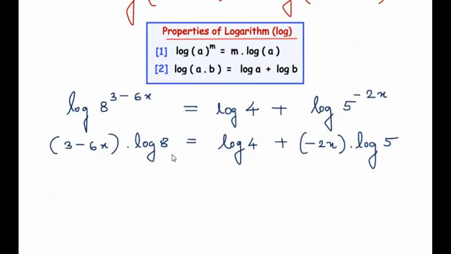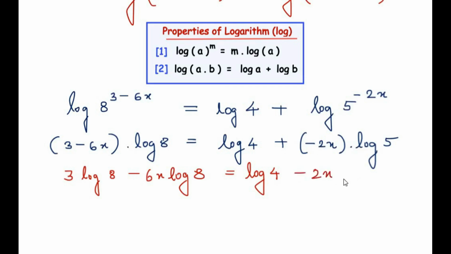Now let us solve this equation. We are going to expand the brackets, that is 3 multiplies with log 8 giving us 3 log 8. Now minus 6x multiplies with log 8 giving us minus 6x log 8. Now we are going to keep log 4 as it is, and plus with minus 2x gives us minus 2x log 5.